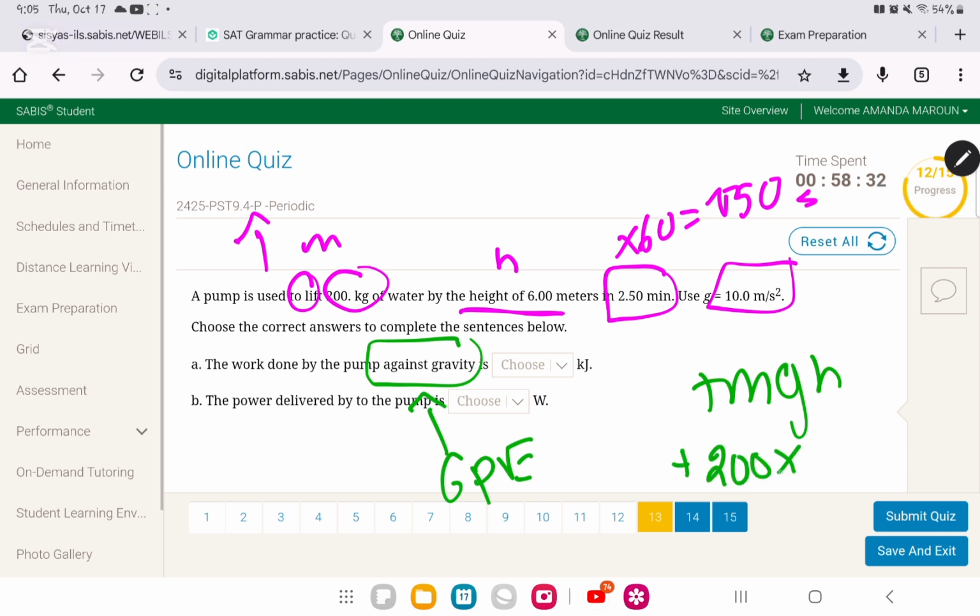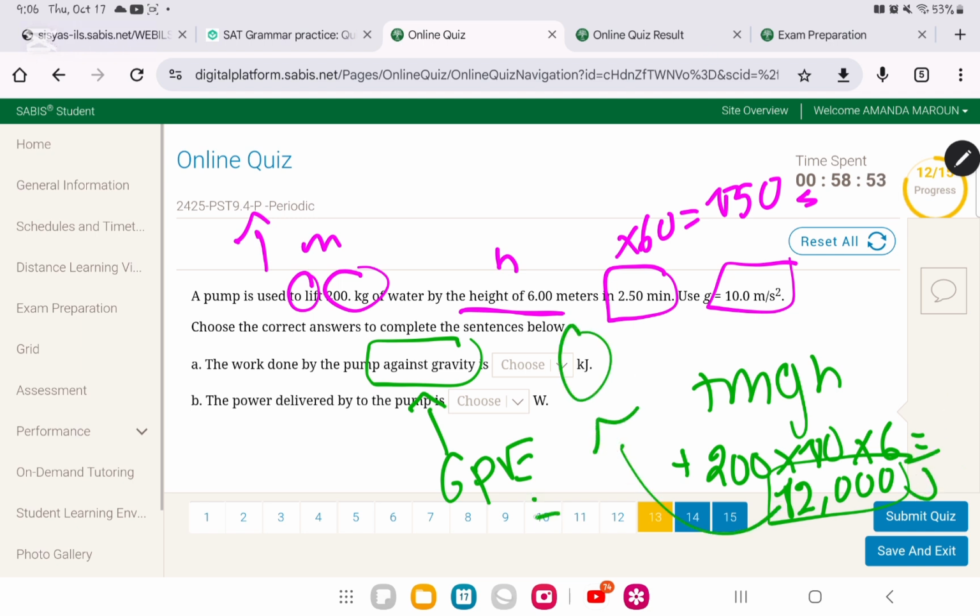And it's plus multiplied by g, which is 10, multiplied by the height, which is 6. So if you do it on the calculator, you will get 12,000. Now this is what? This is the work in joules. So 12,000 joules. They need it in kilojoules. From joules to kilojoules, we are going to divide by 1,000. And so then we will get 12 kilojoules.